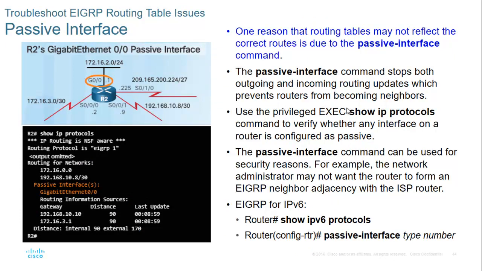Another reason that routing tables may not reflect correct routes is due to a passive interface. We know the passive interface command stops both outgoing and incoming routing updates, which prevents routers from becoming neighbors. Sometimes, while doing the passive interface command, we put in the wrong interface, and that would result in no communication. So you can use the show IP protocols command to verify whether any interface on a router is configured as passive.